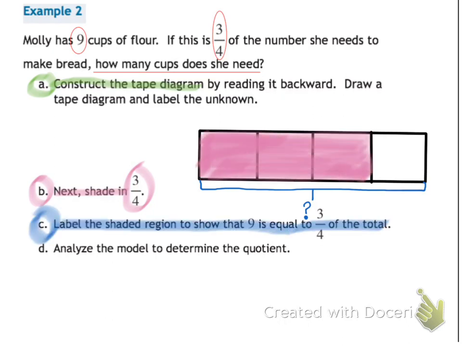Letter C, label the shaded region to show that 9 is equal to 3/4 of the total. So I'm showing that 3/4 is equal to 9. So the shaded region has a value of 9. I'm going to take the information I have here to solve this problem. So I have, and then I need to analyze.